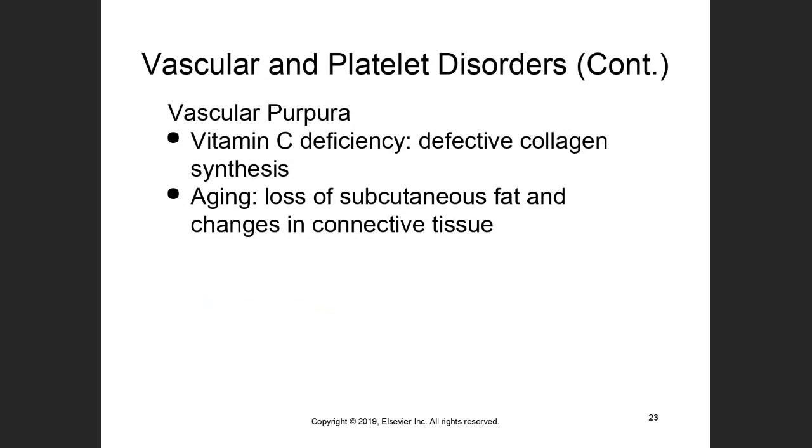Also, we have deficiency. Vitamin C deficiency is related with bleeding. Why? Because it's involved in the collagen synthesis. In the collagen synthesis, you need vitamin C. That's why sometimes if you have vitamin C deficiency, you are gonna develop petechias. Aging, loss of subcutaneous fat, and change in connective tissue. Remember that connective tissue is collagen, and then you have a problem with collagen, you develop bleeding.